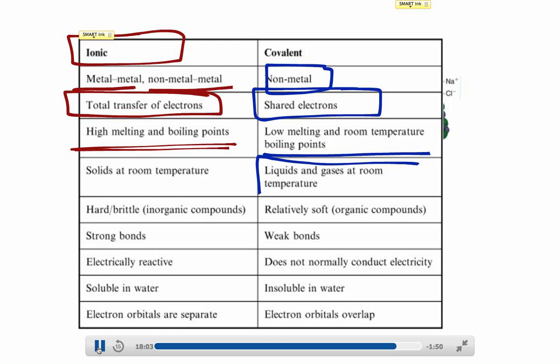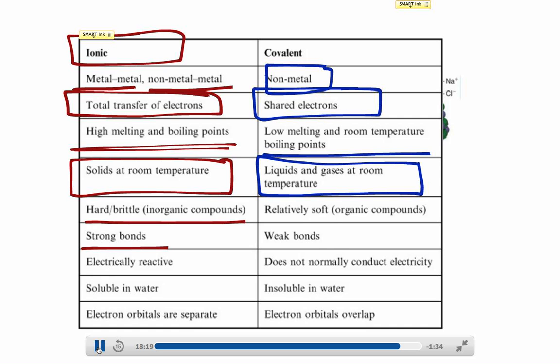That results in covalent compounds tending to be, not that they can't be solids, but they tend to be liquids and gases at room temperature, where ionic, almost as a rule, are solids. Well, as a rule, I can't think of any exceptions. They are solids at room temperature. Ionic tend to be hard and brittle, have very strong bonds. Now, it says covalent are weak bonds, but they're weak in relation to our ionic bonds. They are weaker than our ionic bonds, maybe we should say.